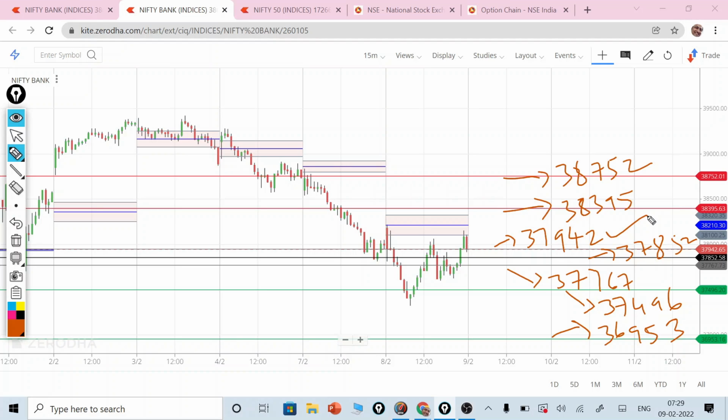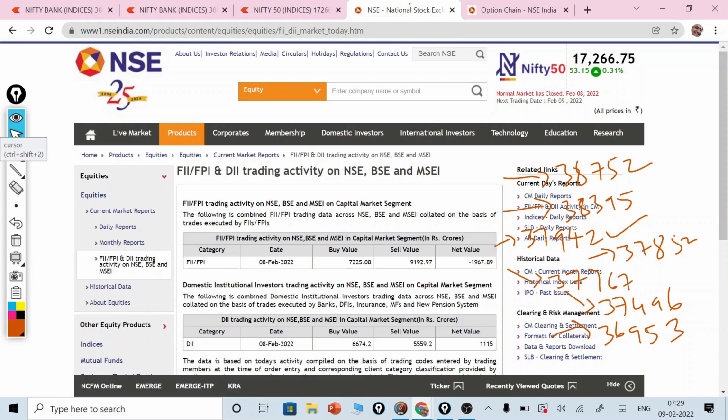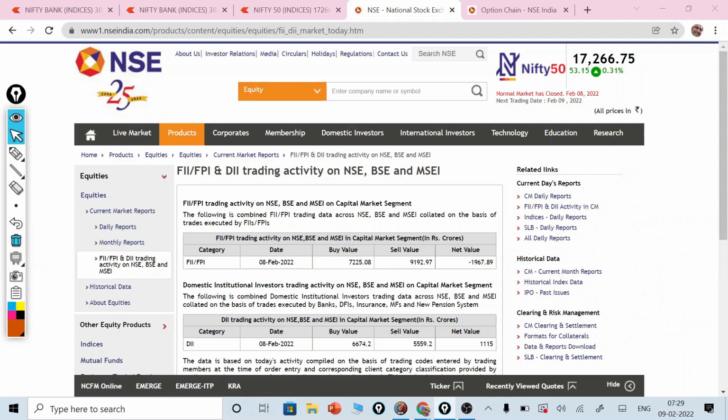Let me come to the very crucial FII and DII data. FIIs and DIIs are positioning for the RBI policy. FIIs were net sellers in the market, and it was compensated by DII buying. Both were sellers for the last 2 days, but yesterday DII turned positive, before the RBI policy.